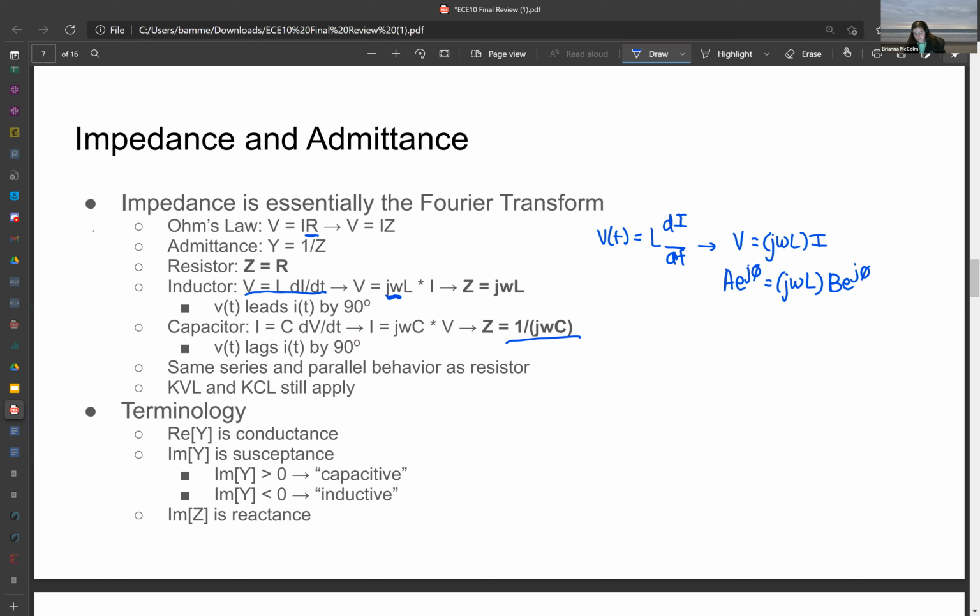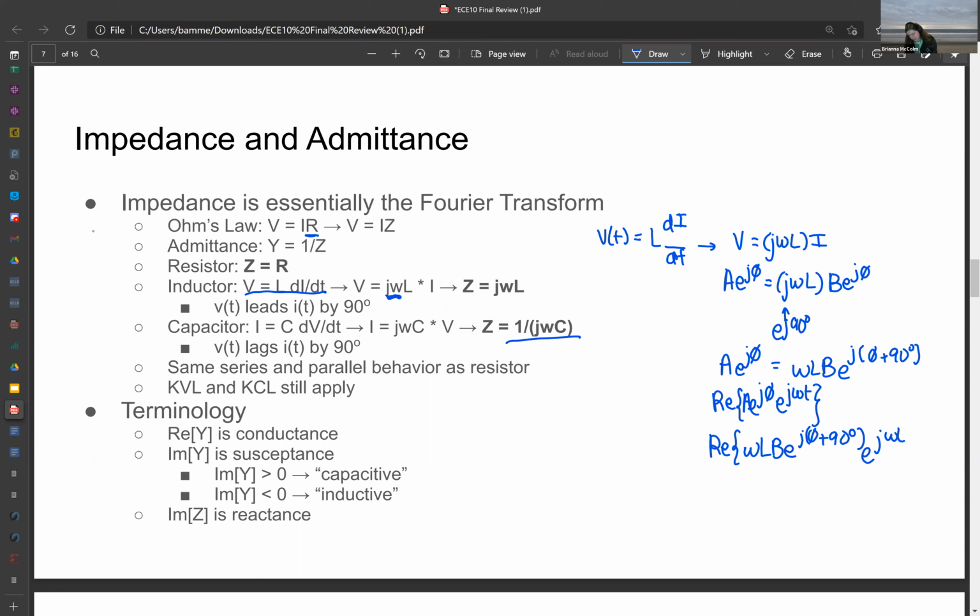And let's assume for the sake of argument that these have the same phase. So when you multiply a j here, you can do a substitution and essentially get... and then when exponents multiply, they add, so you're going to get omega L b e to the j of phase 90. And then when you transform it back to the time domain by taking the real part of A e to the j phi e to the j omega t for the left-hand side, and then the real part of omega L b e to the j (phi plus 90) times e to the j omega t for the right-hand side.